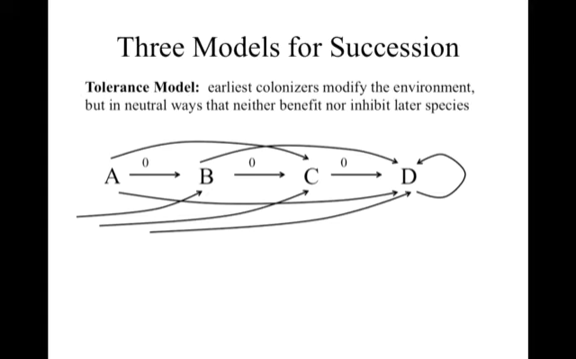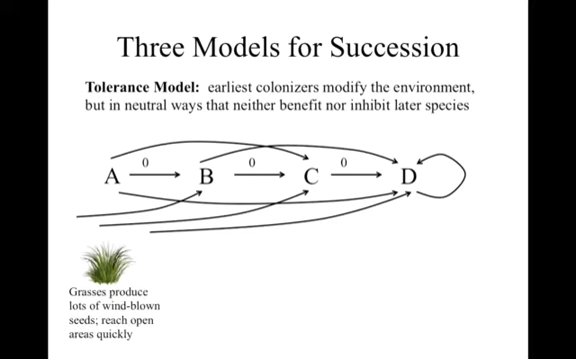So that's the facilitation model. The next model is what's known as the tolerance model. So here the idea is that the earliest colonizers modify the environment, but in neutral ways. So, they change it, but they don't make it better either for themselves or for other species. It's changed, but it doesn't really matter.